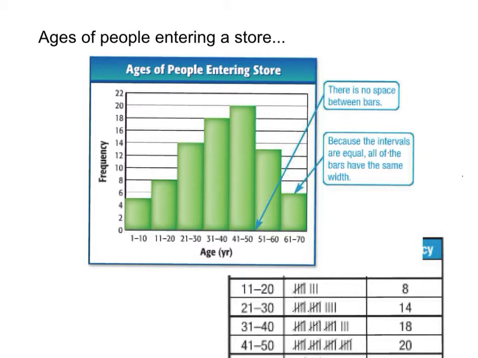Notice a title. Okay? Notice the lack of space between the bars. We're not going to have any space between the bars. Because the intervals are equal, all the bars have the same width. That's also important. We're showing that they are the same width because the intervals are equal, and you will not make one of these with unequal intervals.